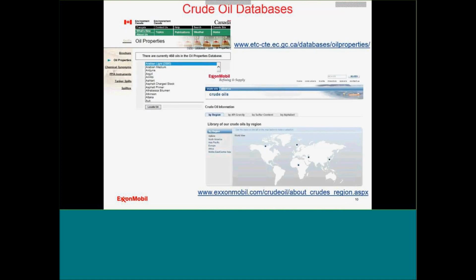I included this slide just to make you aware that there are databases that are publicly available for obtaining compositional information for different crude oils. Two examples include databases provided by Environment Canada as well as by my company, ExxonMobil, which can be readily found using a quick internet search.